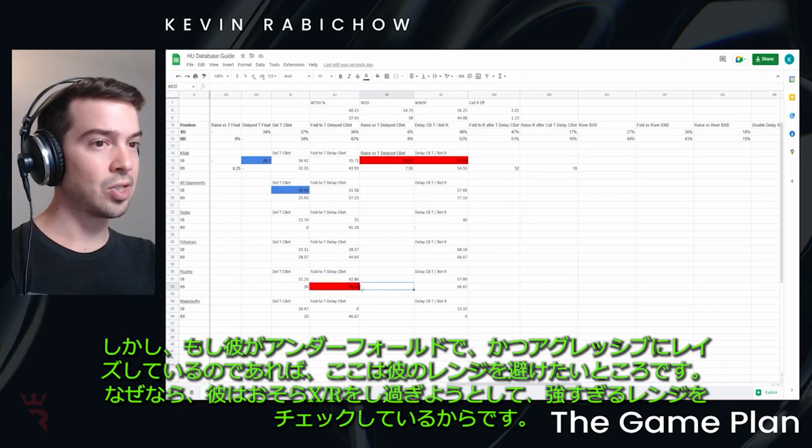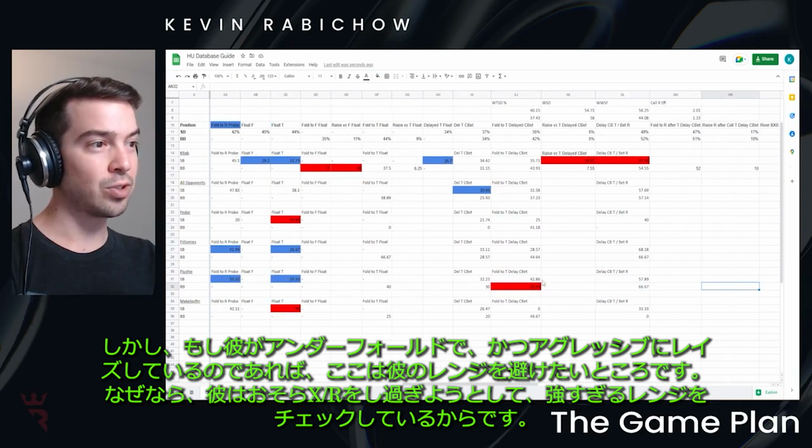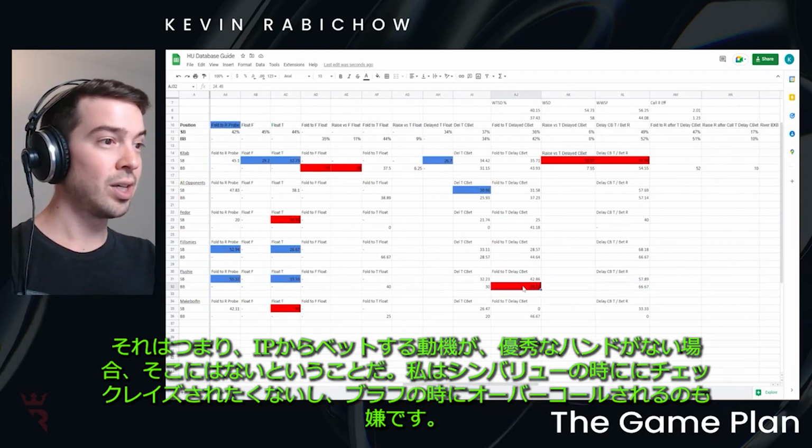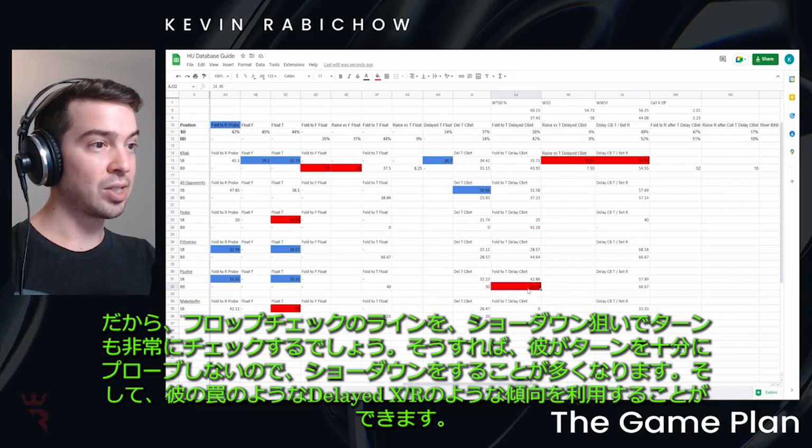But if he is underfolding and raising too aggressively, then this is a spot where we want to avoid his range because he's probably checking too strong of a range in an effort to check raise too much. And that means that my incentive to bet from in position without just an excellent hand is not there. I don't want to get check raised when I have thin value, and I don't want to get overcalled when I have a bluff. So I would just play this line.